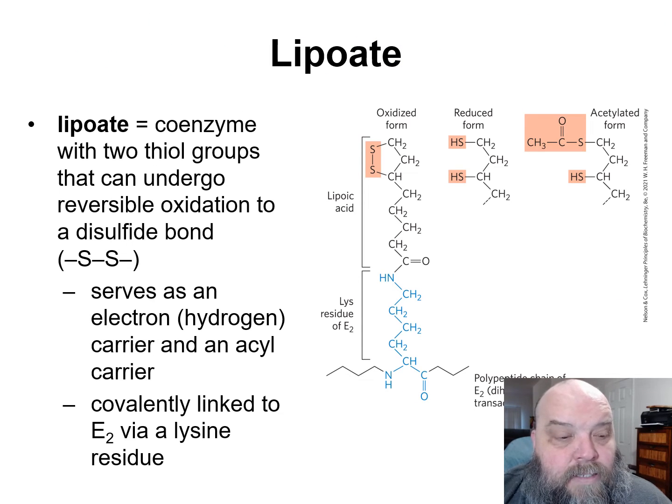The lipoate coenzyme has 2 of these thiol groups, these 2 sulfur-containing functional groups that have a tendency to go between a cyclic, oxidized form and a reduced form. What this means is that it acts as the hydrogen carrier. The hydrogen that was coming from the coenzyme A will be held here.